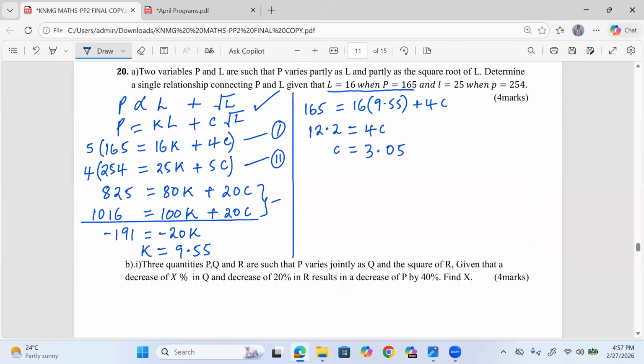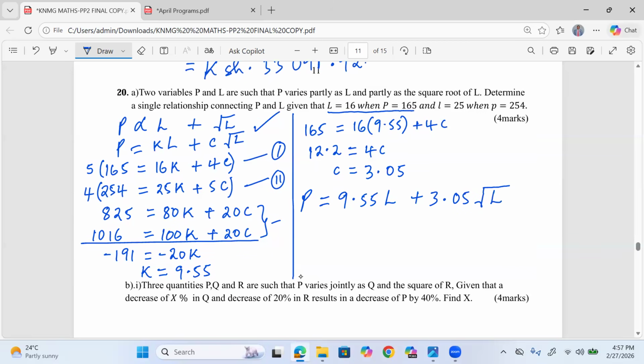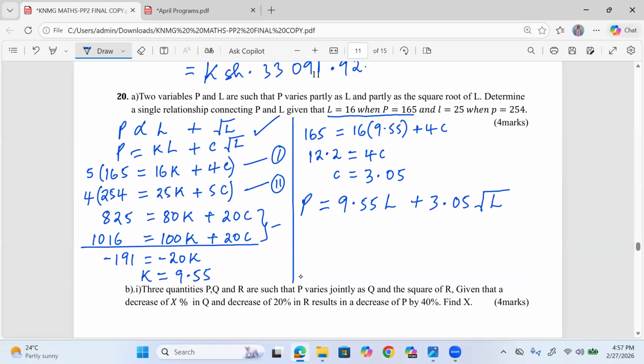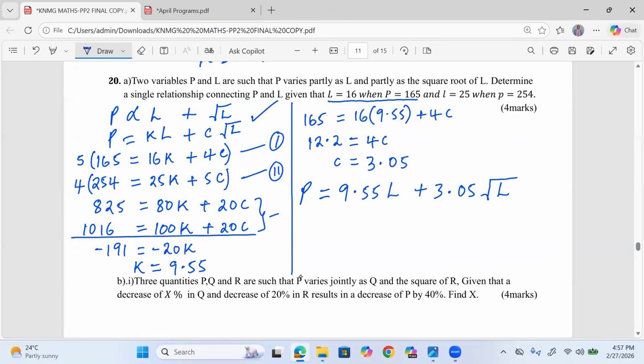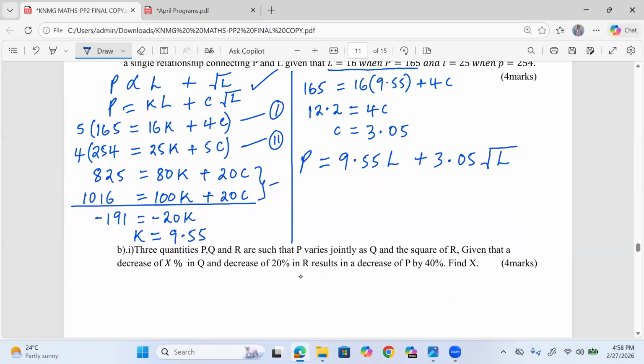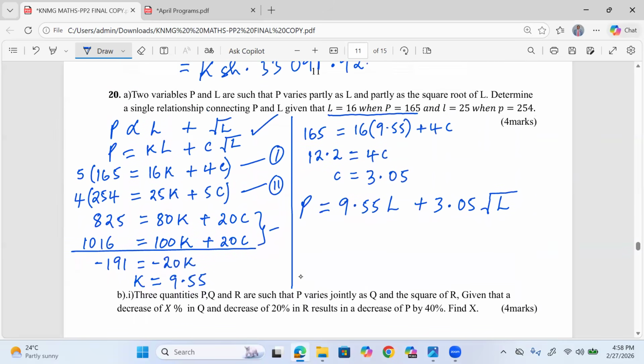So with these constants now established, we can write the relation connecting P and L. P equals K, which is 9.55, the value of L, plus C, which is 3.05, the square root of L. So we have now the final equation that connects P and L properly expressed. You see that? So that is on partial variations.